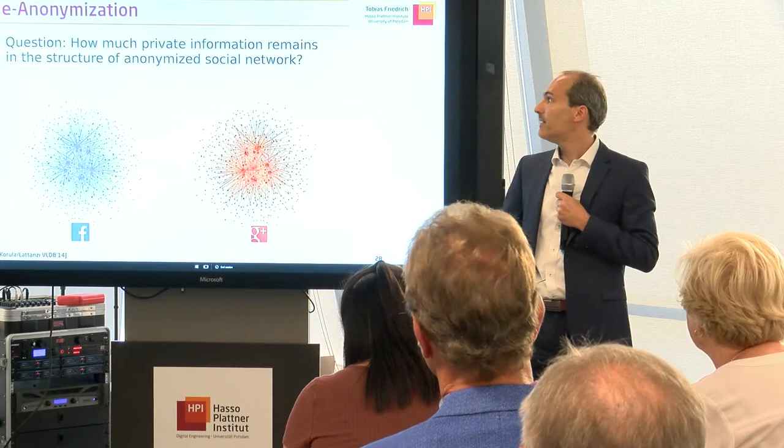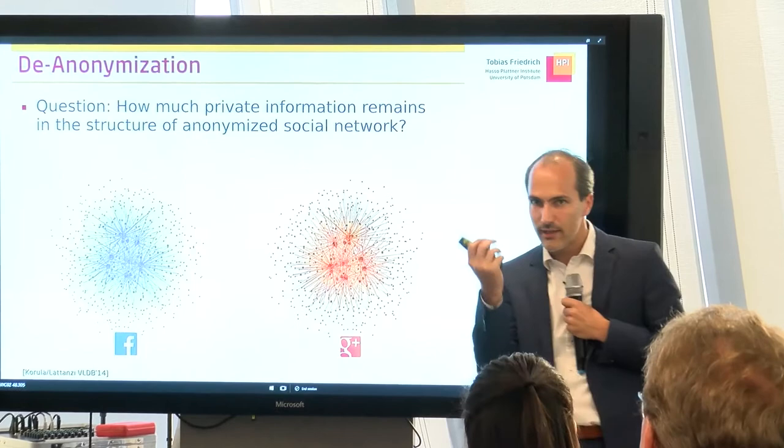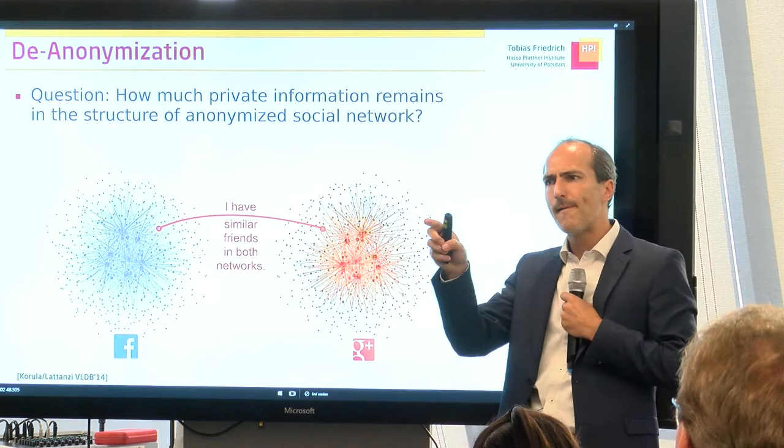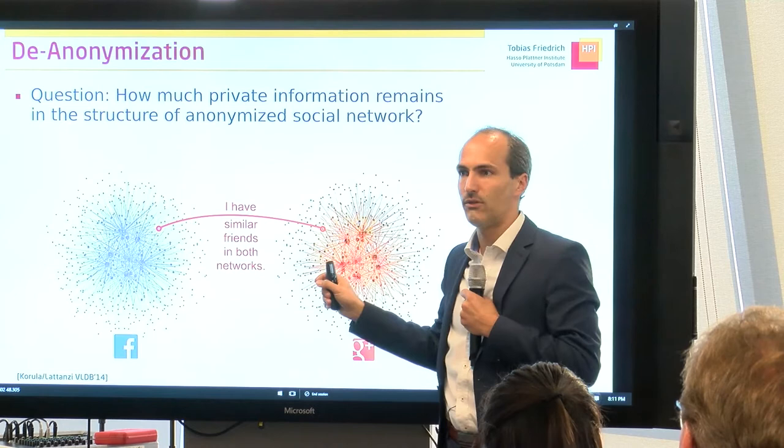So assuming you have one social network and another social network, you remove all the names, you just look at the structure, because we want to understand the structure of networks. And then the question is whether you can still see who's me in these networks. And well, you get the idea of this problem. Well, you certainly have similar friends in both networks. So maybe this is revealing.